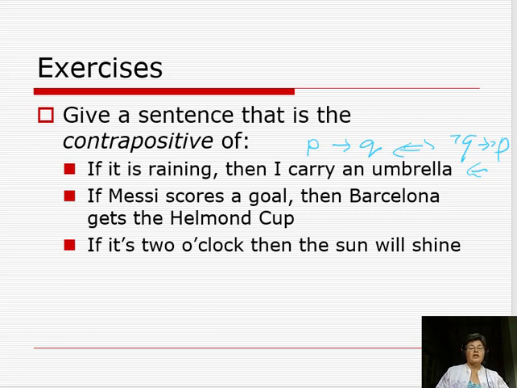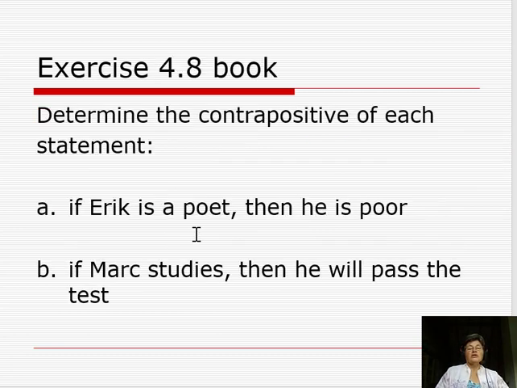Some other exercises. So, for instance, if Eric is a poet, then he is poor. Contrapositive: if Eric is not poor, then he is not a poet. And the last one: if Mark studies, then he will pass the test. So, if Mark didn't pass the test, then he did not study. Okay.